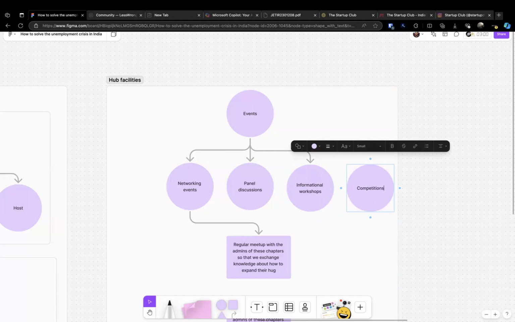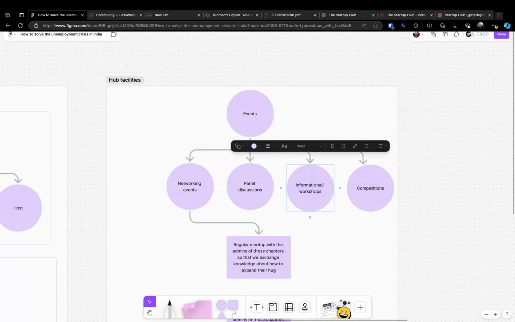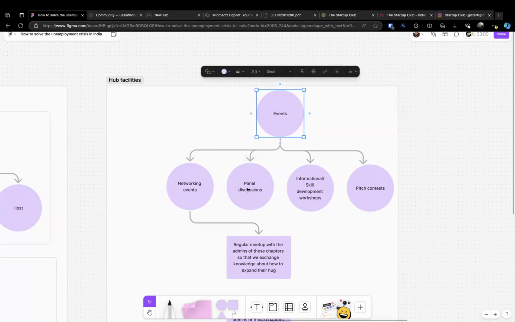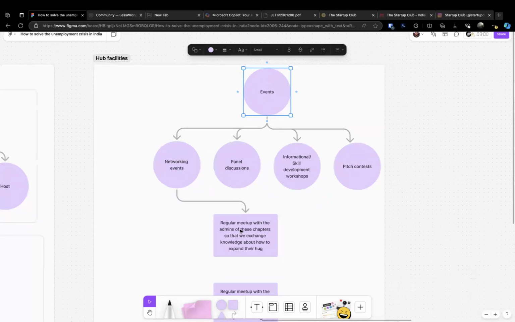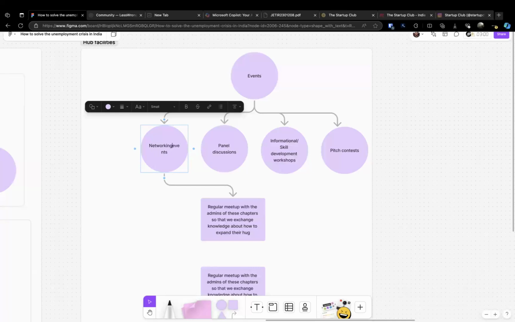Yeah, that's a good point. I think we can have competitions as well as skill workshops, informational and skill development workshops. Skill development is the basic thing. I mean, it is obviously necessary. Yeah, of course. So you have things like pitch contests, informational skill development workshops, panel discussions, and networking events, and maybe you can call it matchmaking events.